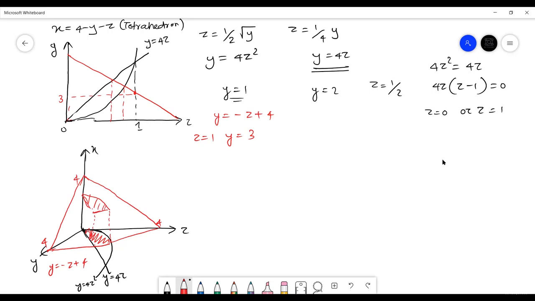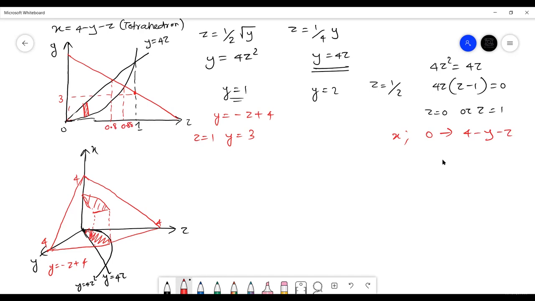Here you can't directly find this. When you are finding the range of x, it is from the bottom YZ plane to the slant surface. So the range of x is from 0 to 4 minus y minus z. But here we are drawing a strip. Usually we draw a strip like this and find the area of this, from 0 to this value. This is actually 0.8 and this is 0.88. You can find this.